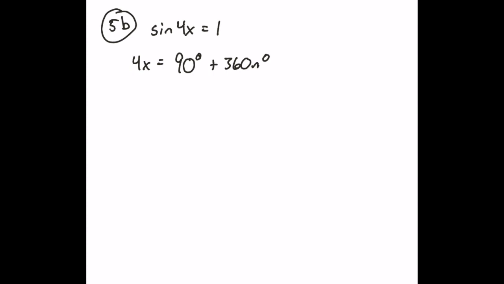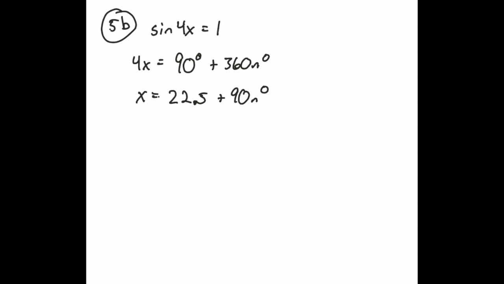So then, if we're going to solve for x, we divide everything by 4. That's 22.5 plus 90n in degrees, okay? So we need to see how many of these results are there between 0 and 360.